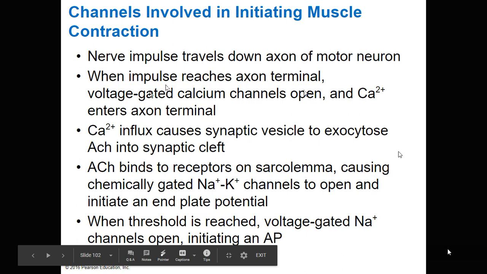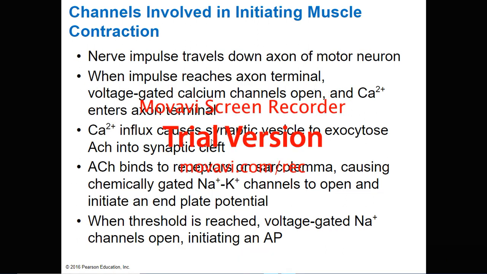the synaptic cleft. They're going to bind on the other side of the synaptic cleft to receptors on the sarcolemma, which are chemically gated ion channels that allow sodium to come in and cause local depolarization. Then if that local depolarization reaches threshold, it's going to open up voltage gated sodium channels, which is going to initiate an action potential.